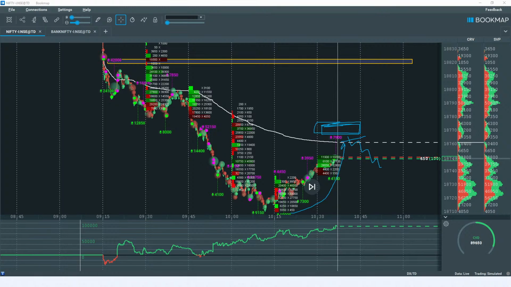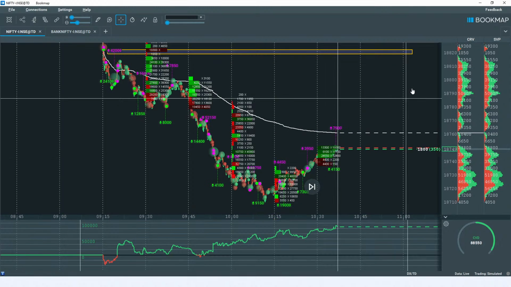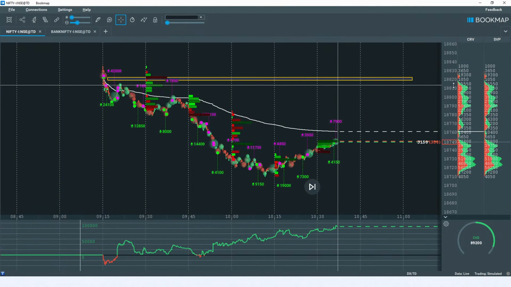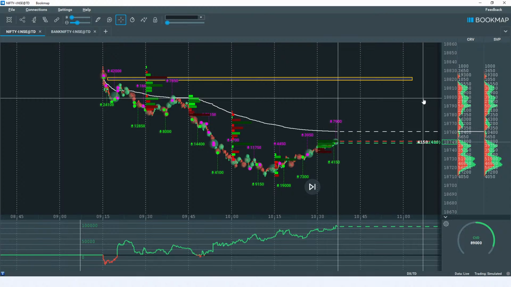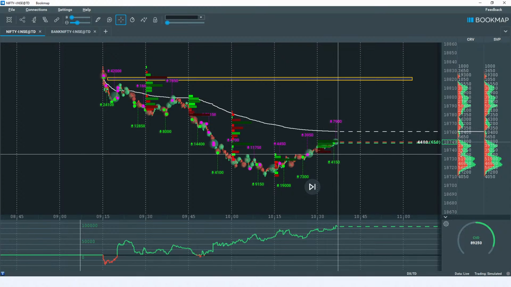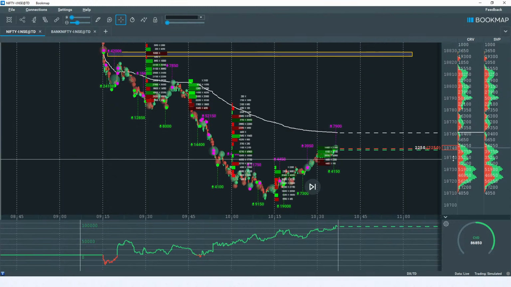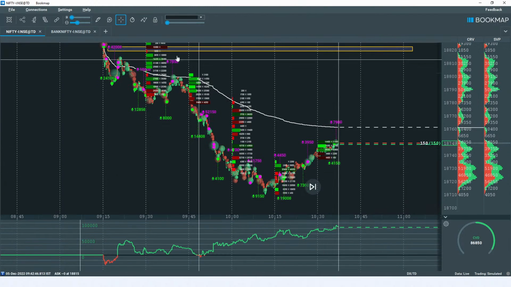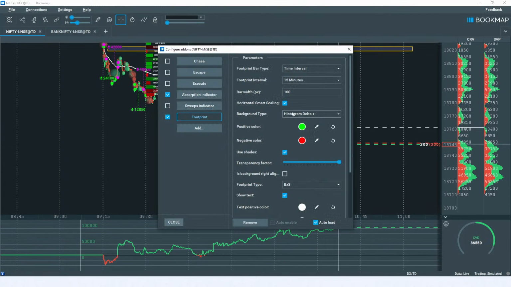All right, so I hope that is clear. That's how we can use the footprint charts. Any questions with respect to this, feel free to ask in the comment section, and let's try to monitor the overall price action, what exactly is going to happen.